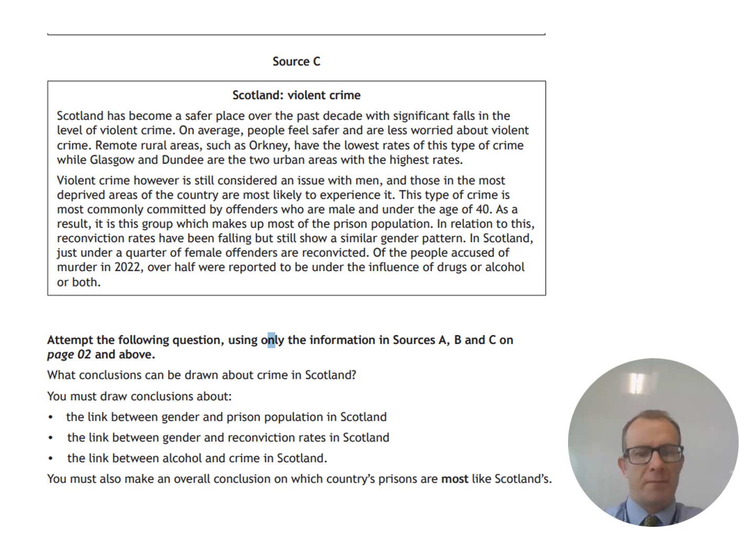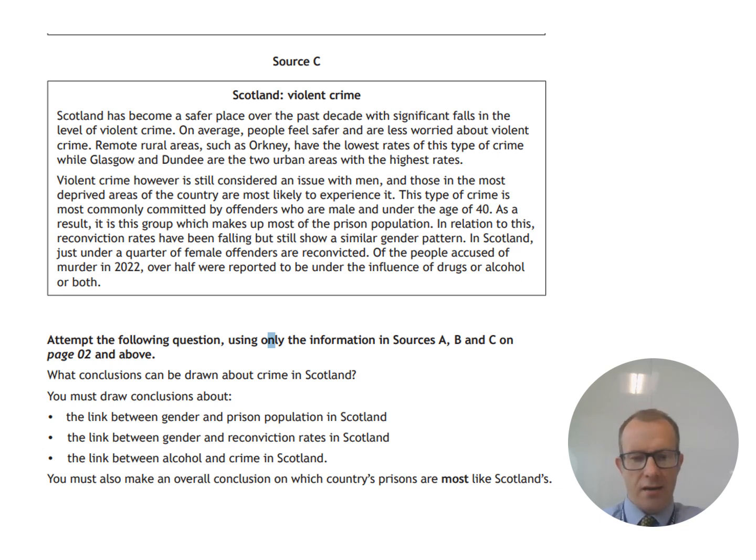Number 1, the link between gender and prison population in Scotland. So you're looking for examples that in prisons, are there more men, are there more women? Who is more likely to be in prison in Scotland? Number 2, the link between gender and reconviction rates in Scotland. That's committing more crime when you leave prison. Again, find a conclusion: which gender are more likely to commit crime when they leave prison. And the final one is the link between alcohol and crime in Scotland. So is there a significant link between alcohol causing crime?